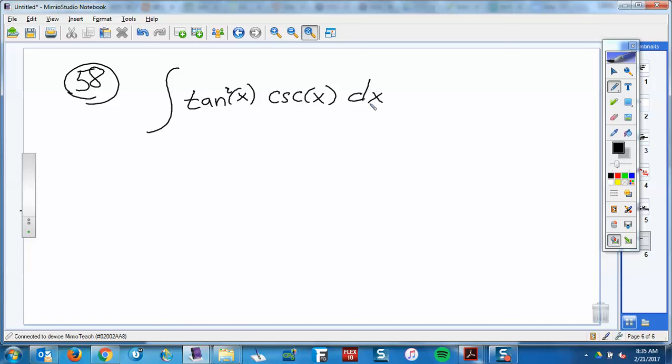Tangents on the inside. So a thought might be let u equal tangent. Well, what's the du? How is tangent on the inside? What does tangent squared mean? Remember, that's lazy notation. Tangent squared is lazy notation for this, right? So tangent's on the inside, and the derivative is secant squared, and that's not really said.